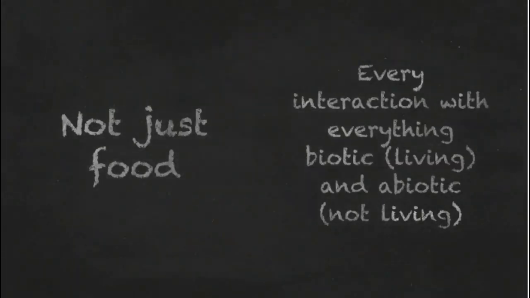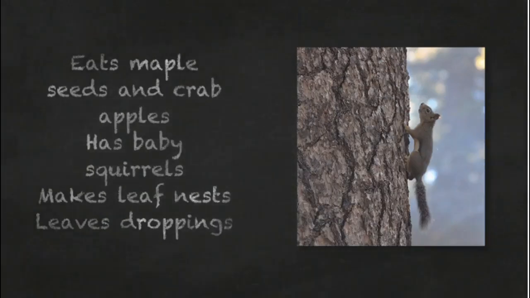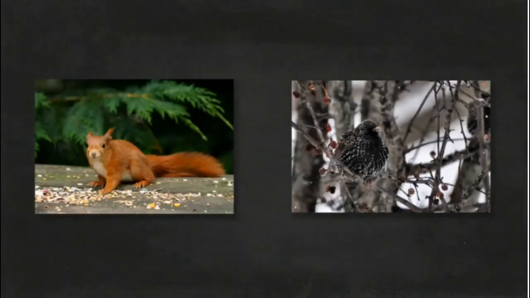A niche is not just related to food. It's every interaction that every living thing has with everything living, biotic, and abiotic, non-living. A gray squirrel living in my backyard has a specific niche. It eats maple seeds and crab apples, has baby squirrels, makes leaf nests, and leaves droppings. The gray squirrel wouldn't be happy if its niche were taken over by a red squirrel taking its home, or a starling eating the crab apples.